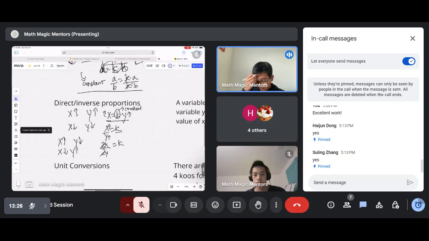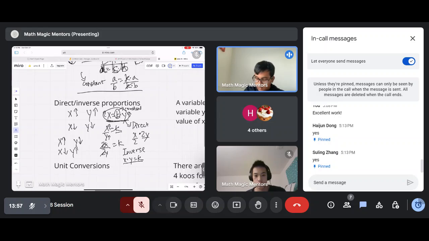So an example of that is x equals k times y. This is direct proportions. And inverse is when, say, x times y equals k. So I'll show you why this is the case. Because x times y equals k will mean that, say y became 2y, right? Now x has to become x over 2, right? Because x times y equals k.